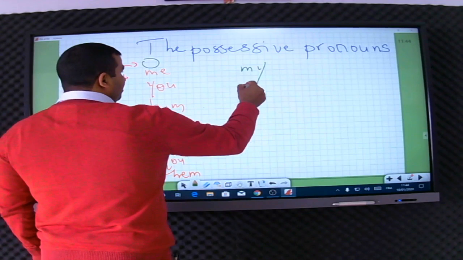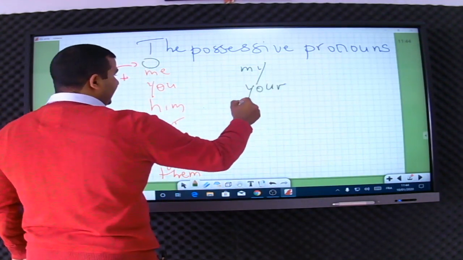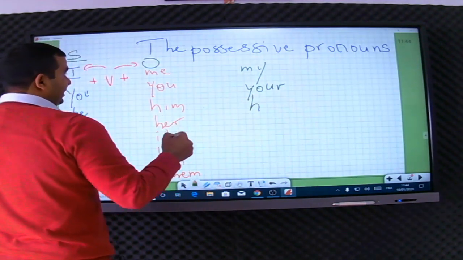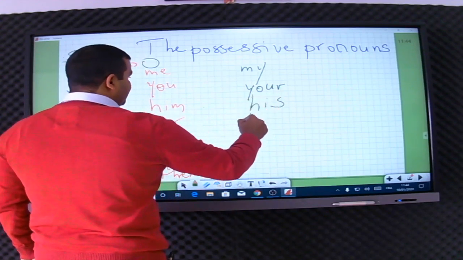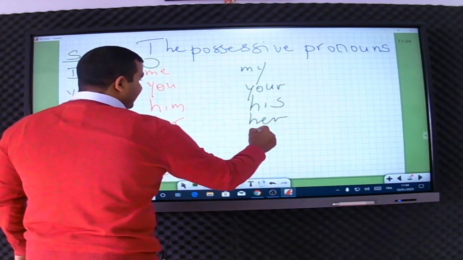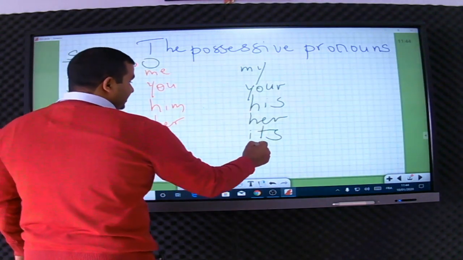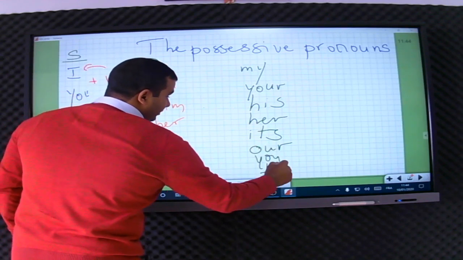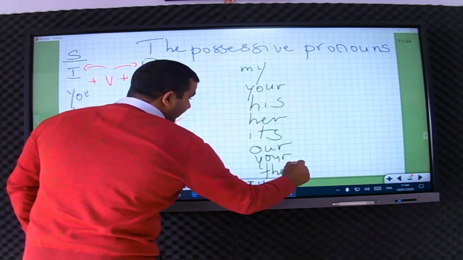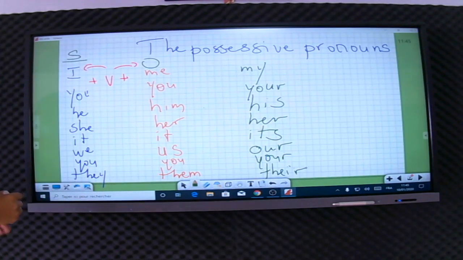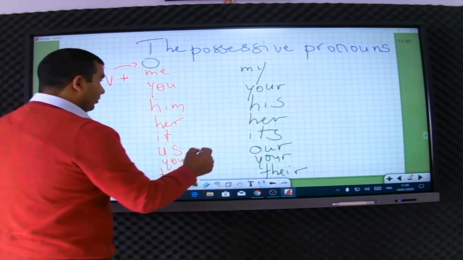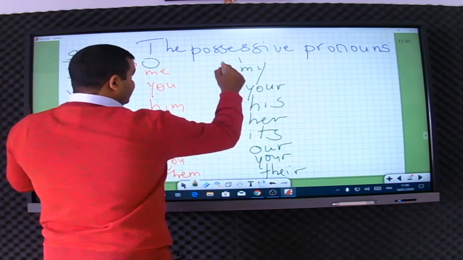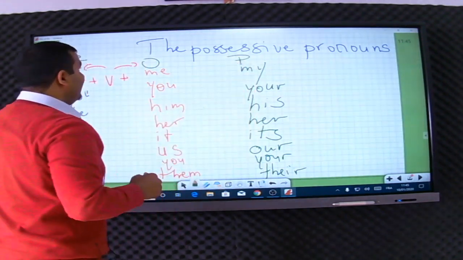My, you becomes your, he becomes him and becomes his, okay, and her becomes her, no change, and it with s here, its, and this is our, and your, and their. So here we have the three types now. We have the subjective, the objective, and the possessive. This is the possessive pronouns.